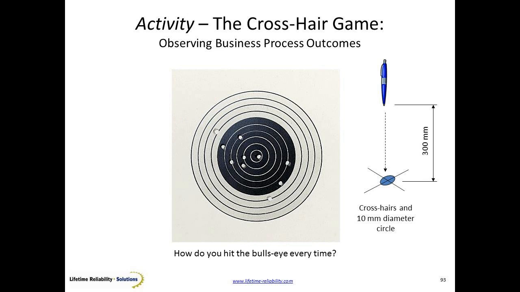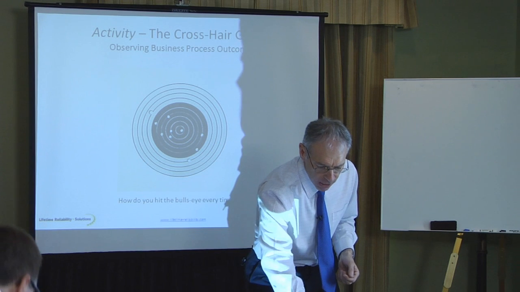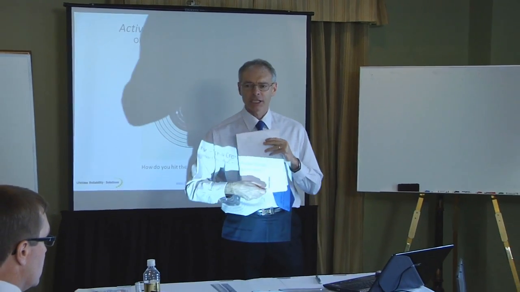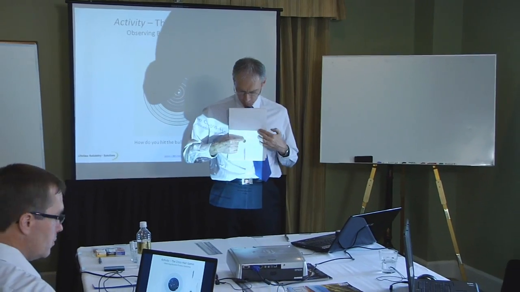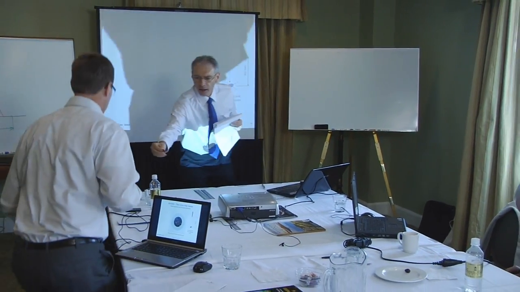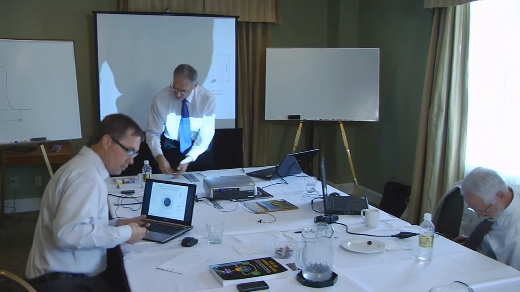All right, this is a little activity I need you to do with us. It's called the crosshair game, and I talk about it in the book, and it's all about seeing what process outcomes result and what that means to a business. So if I can get you guys just to play the game with us. What I get you to do is, I've got a 1 cent coin here. Just want you to put the 1 cent coin on there and draw a circle around. And let me do that too.